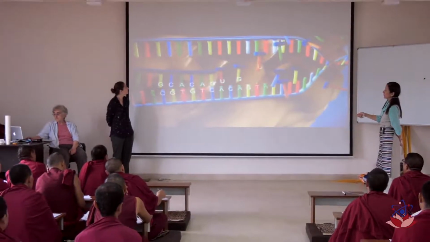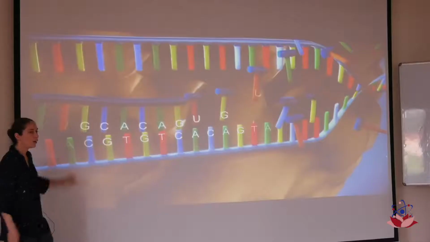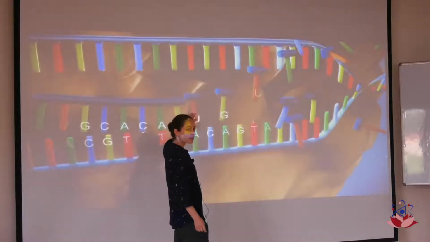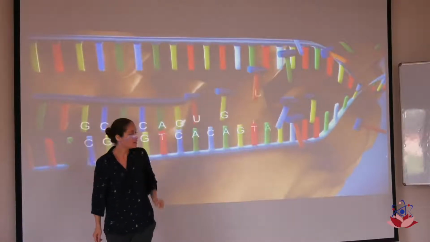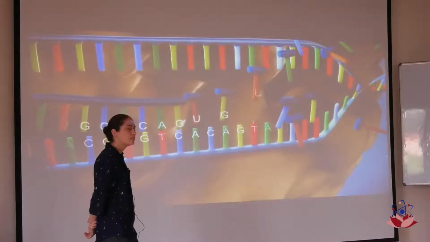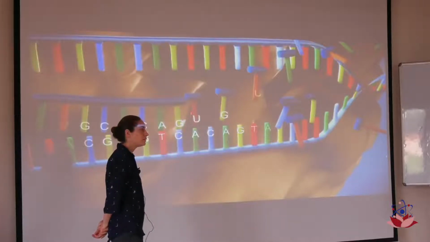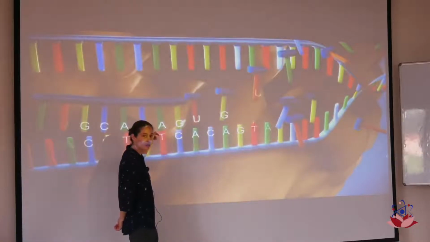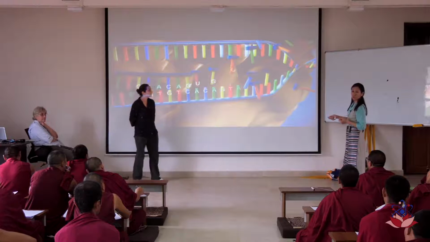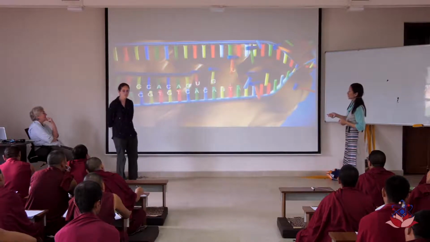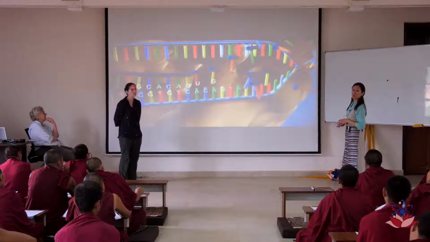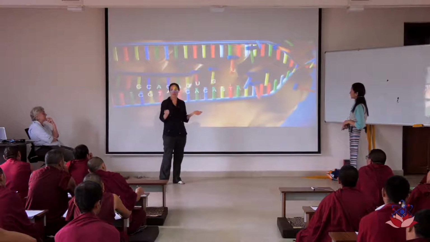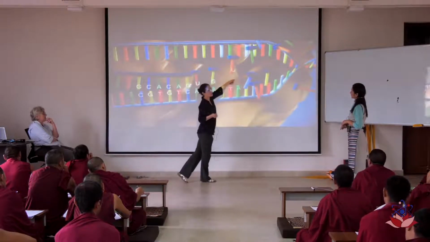How quickly do you think each base is added in our cells? The movie is not showing it at the right speed. Do you think in our cells it happens faster than the movie or slower than the movie? It is faster in real. Yes, every minute 1,000 bases can be added.